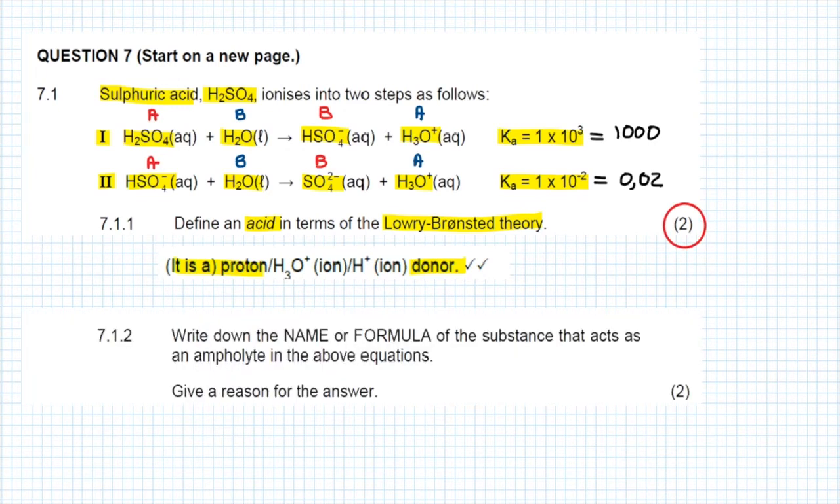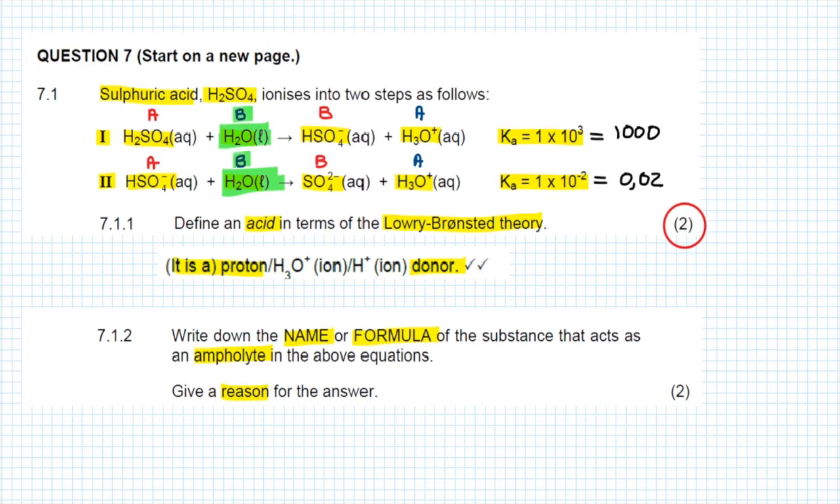Question 7.1.2 says, write down the name or formula of the substance that acts as an ampholyte in the above equations. Give a reason for your answer. We know that an ampholyte is a substance that can act as either an acid or a base. And the first type of ampholyte that we normally learn about in physical science is water, because water is a really good ampholyte. But if you look at these reactions, you will see that in both cases, in step number 1 and in step number 2, water is acting as a base.